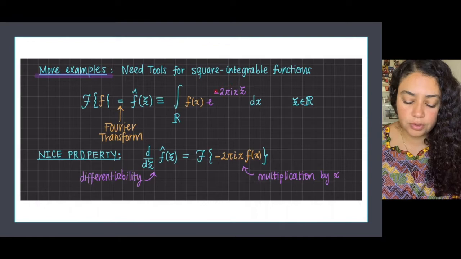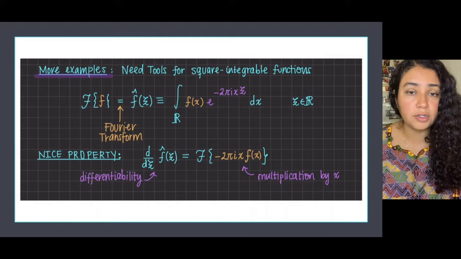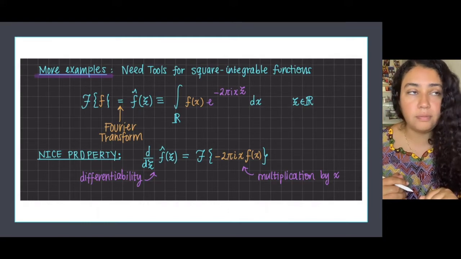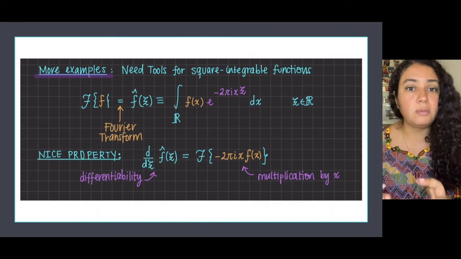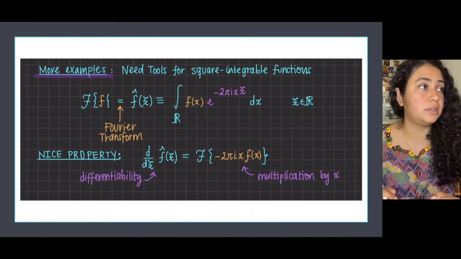And I urge you to think about the collection of functions e to the negative 2 pi i x xi, where xi is a natural number or an integer, and maybe restrict the domain to one that's maybe 2 pi length, and you might get some interesting properties of that collection of functions.